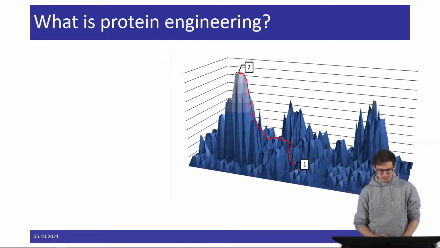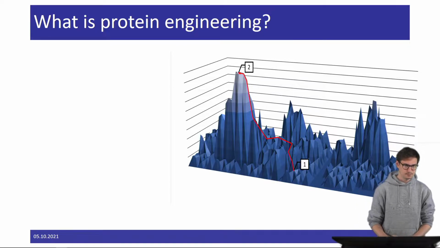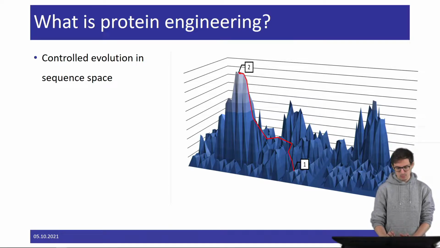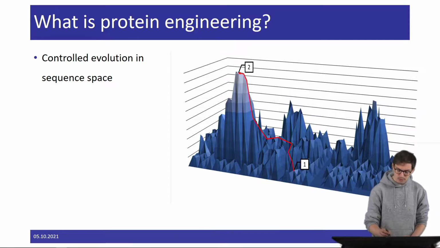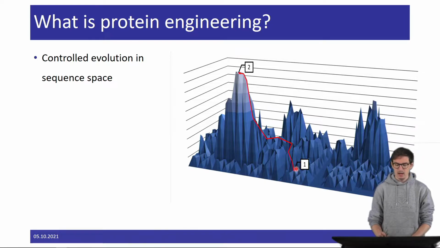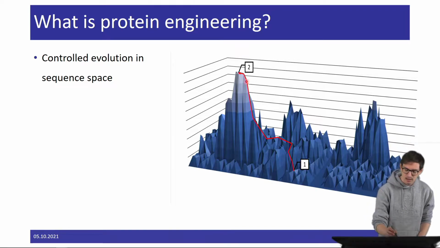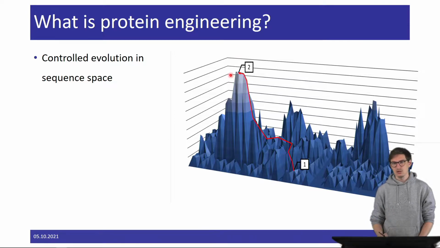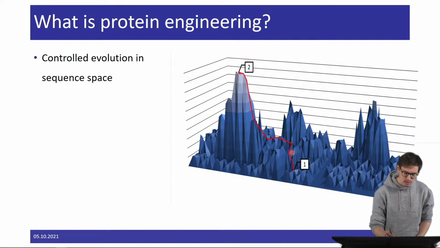Now we can ask the question, what is protein engineering? And here I have drawn an example into the sequence space. Protein engineering is the controlled evolution in sequence space. So you could, for example, say you have a protein at a starting point right here at position 1, but your protein is not good enough for you. You want to design a protein or an enzyme that has a very high activity, so that it improves a problem, that it improves your process. And what you want to do optimally is you want to take as few steps as possible to find this optimal protein.